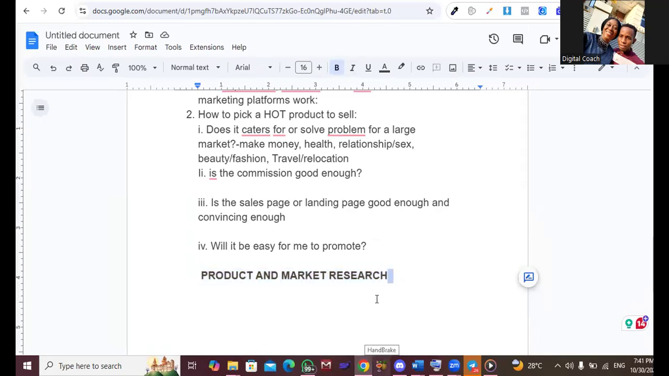So let's go. Product and customer research is about understanding the product you want to promote and understanding the potential person that will buy it. What is the product you want to promote? You got to understand the kind of product it is that you want to promote.